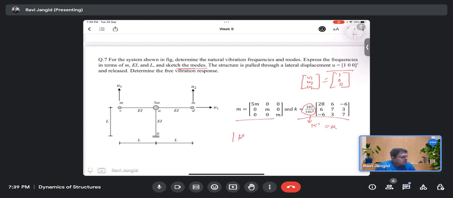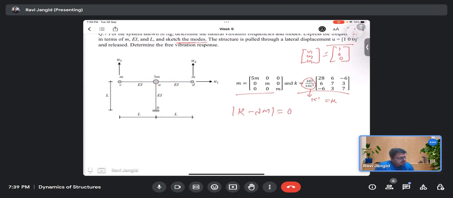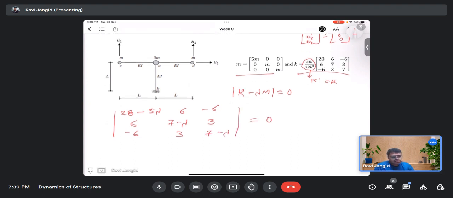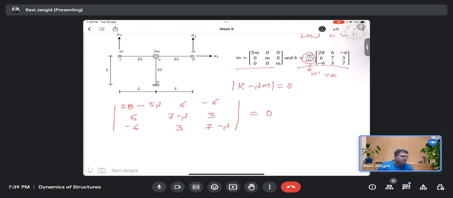So your mode shape would be determined from k minus lambda m equals 0. That would be, k is what? 28 minus 5 lambda, 6 minus 6, 6, 7 minus lambda, 3 minus 6, 3, 7 minus lambda, times phi, is equal to 0, and make an equation. Can you make the determinant equation using this?